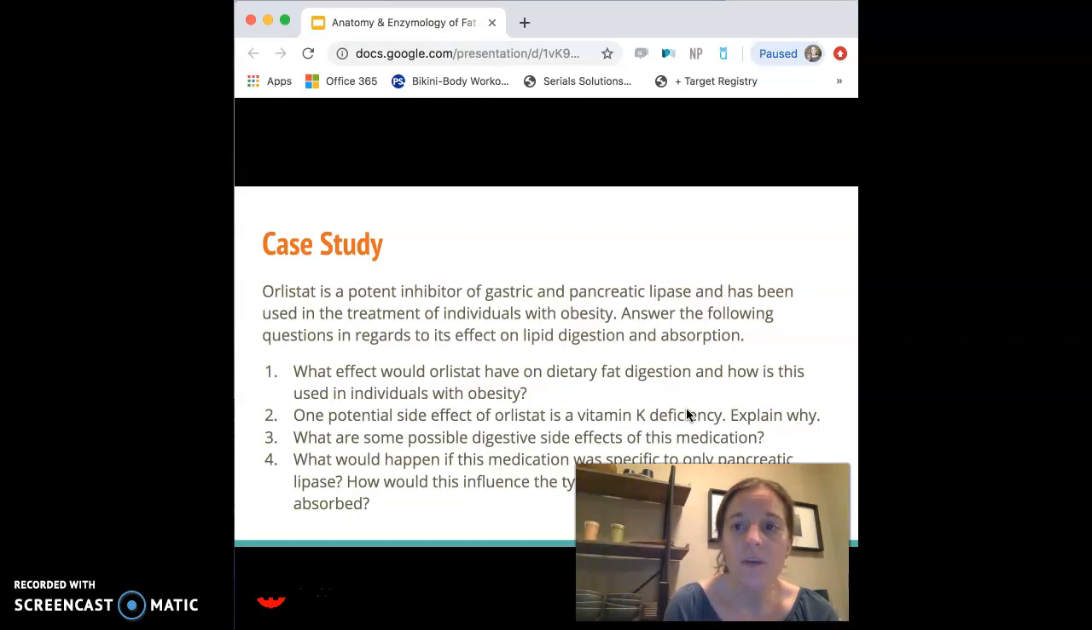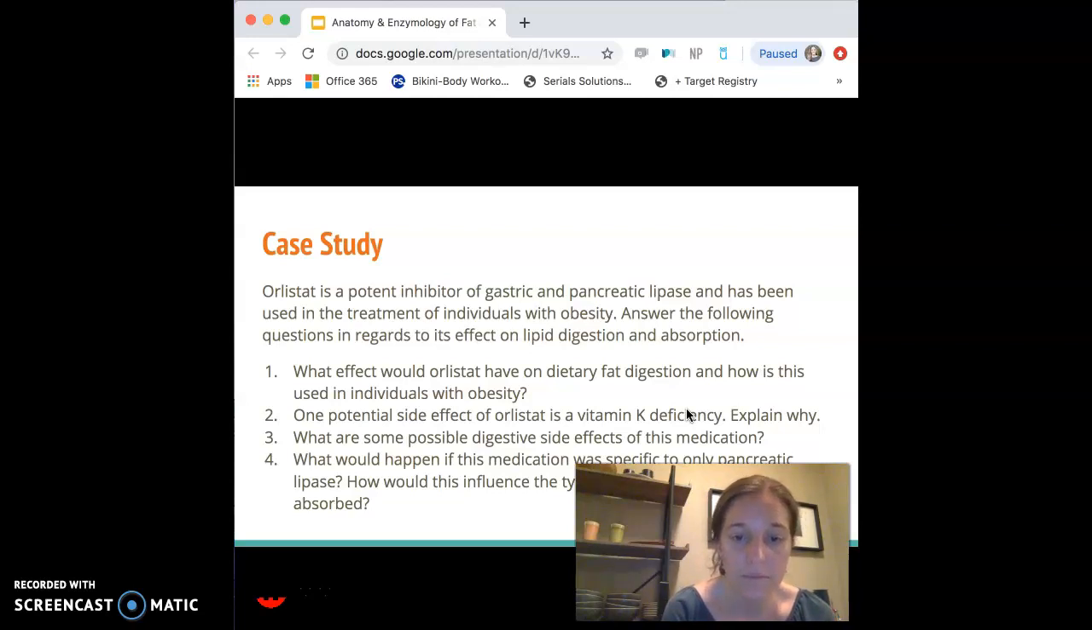As we discussed, orlistat inhibits these two enzymes, which means it's blocking the enzymatic digestion of dietary fats. Since triglycerides are not broken down, they likely are going to be excreted in the stool. There's going to be less that is absorbed, and that is going to potentially impact the amount of caloric energy that an individual would absorb through the intestines into the bloodstream, which could potentially help to lower weight. One possible side effect of orlistat is a vitamin K deficiency.